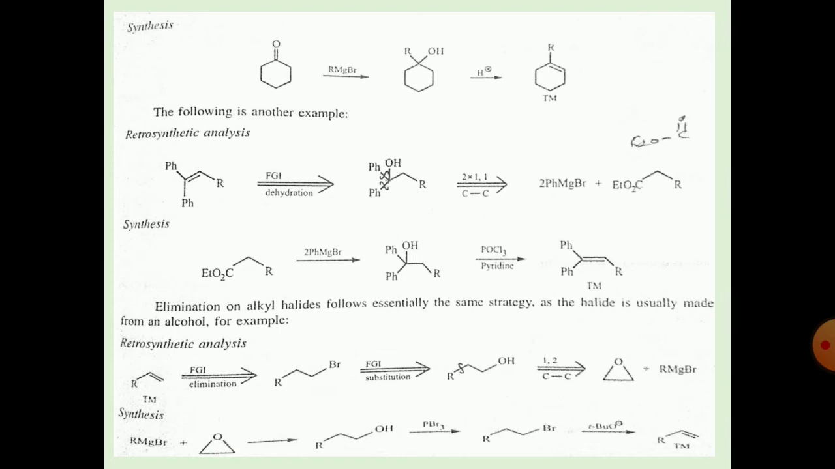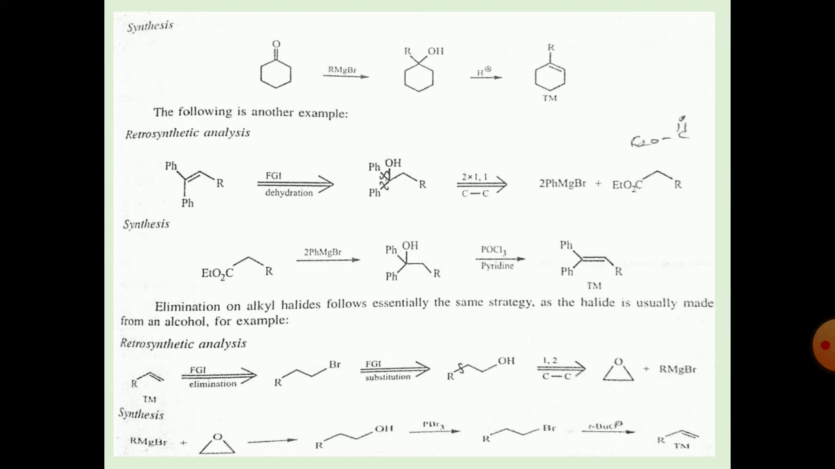Then what is the synthesis? Firstly, the ester molecule is reacted with PhMgBr. So the first Ph is attached to this ester, then the OEt group is removed and this ketone is formed. Then again a Ph group is attached to this ketone, forming the alcohol, and using POCl3 and pyridine, this alkene molecule is formed.